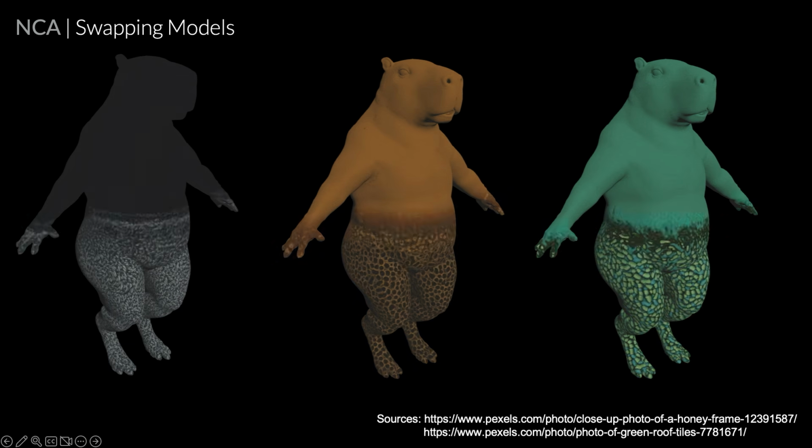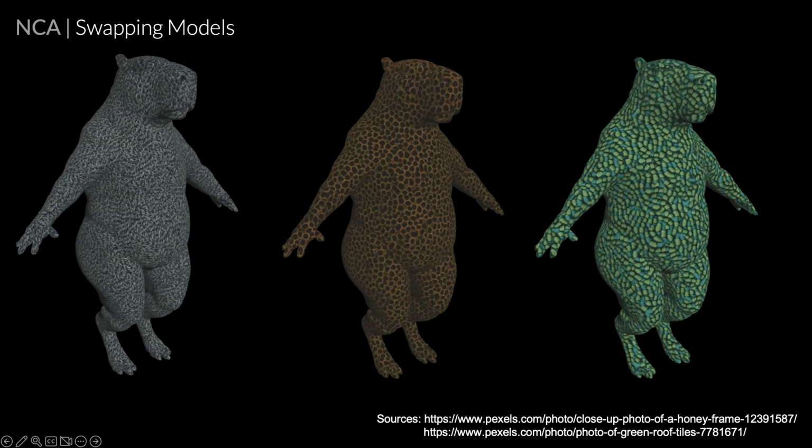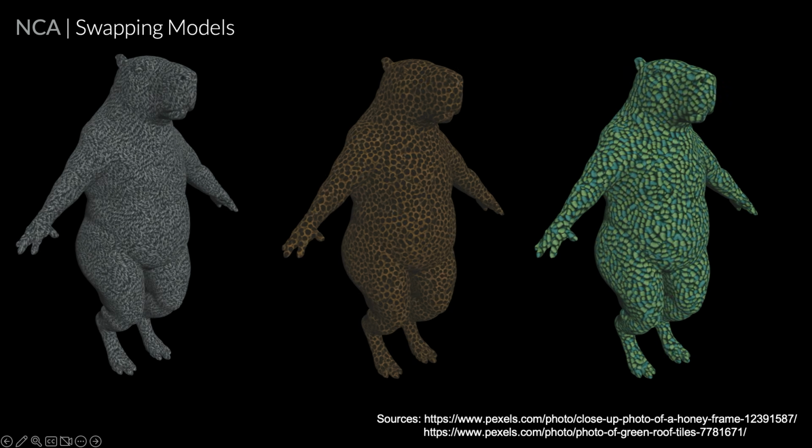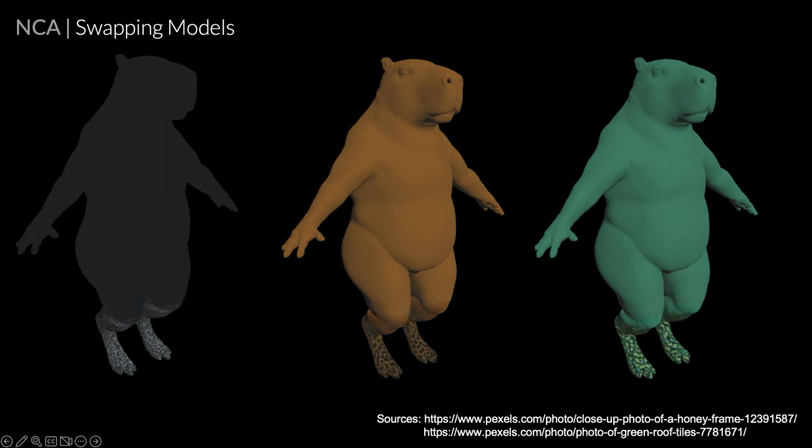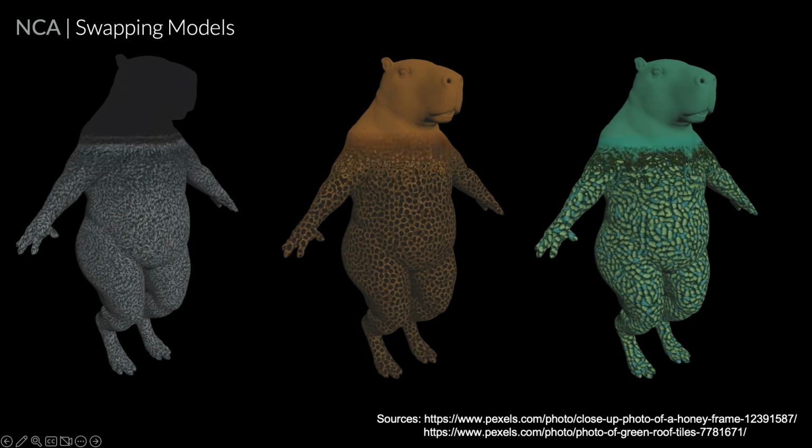Without any other changes, you can swap out the model and see the same effect with different NCAs, for example, swirly denim, honeycomb, or green-tiled capybaras. I'm not sure whether you should, but certainly no one is stopping you.